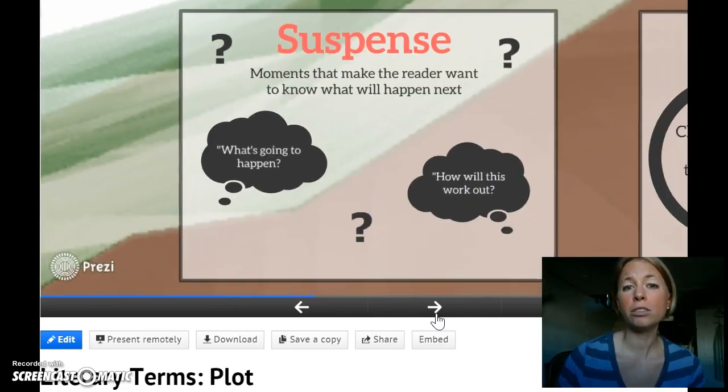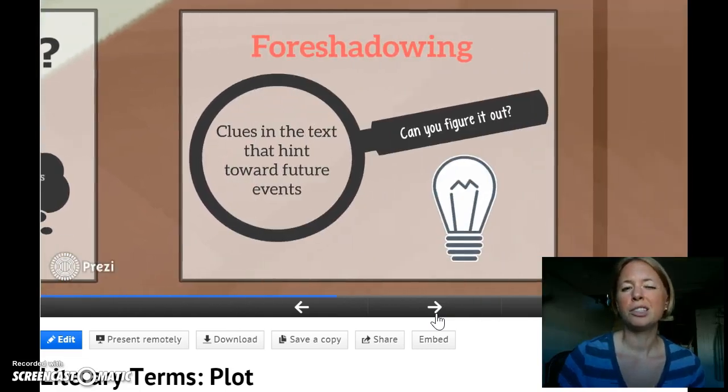Rising action may also include a lot of suspense. Any moment in the text that's making the reader wonder, what's going to happen next? Or how is this going to work out? Any of those moments when you feel like you're on the edge of your seat, or you think, don't go through that door, or that's not a good decision. This is likely suspense. So if suspense makes you wonder what's going to happen next, foreshadowing are actually the clues that hint towards what will happen next. If you use foreshadowing, you might even be able to figure out what's going to happen towards the end of the story.